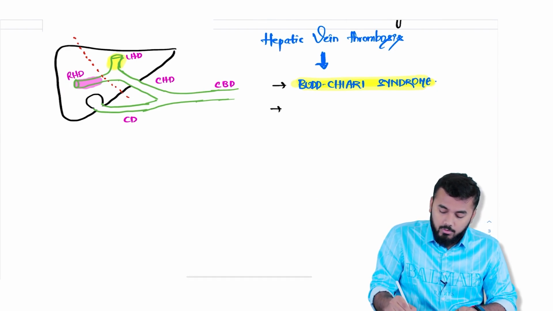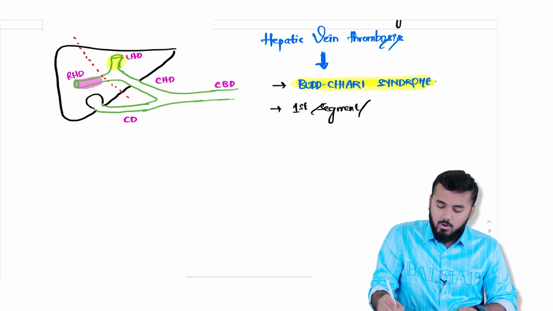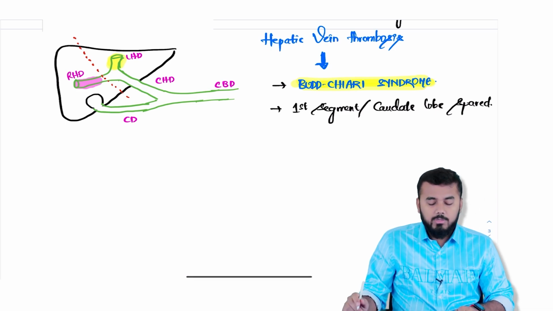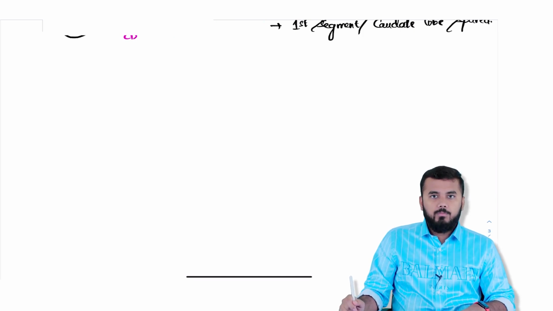In Budd-Chiari syndrome, the first segment or the caudate lobe is spared. First segment of the caudate lobe is spared. Okay, so these are the important things you have to know.